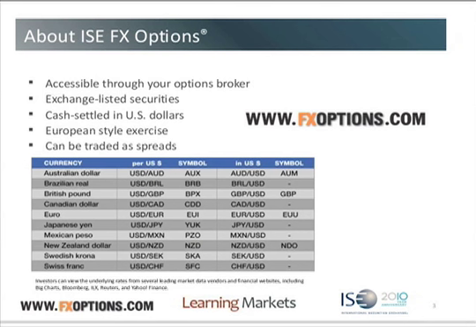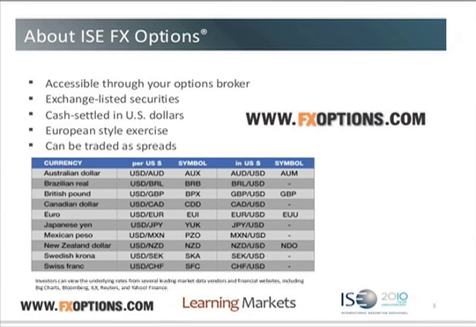Just a little bit about ISE FX options. Well, they're accessible through your options broker. They're exchange listed. They are cash settled, so that means that you don't have any physical settlement. They are European style, and they can be traded as spreads. So those are some very important points. You can trade them per U.S. dollar, which means the U.S. dollar can be the base currency, or the U.S. dollar can be the quote currency. You just need to type in those symbols.